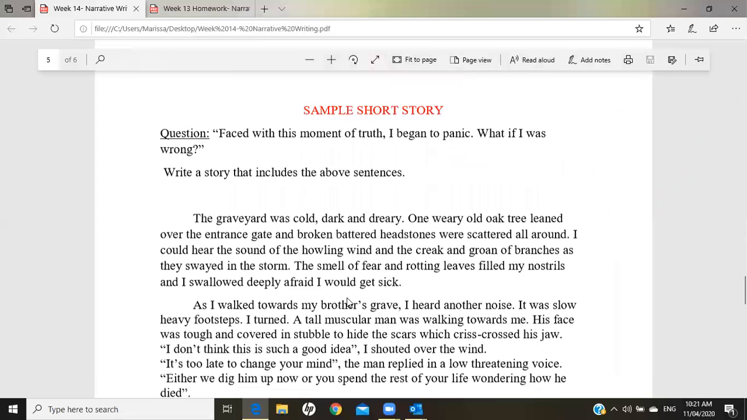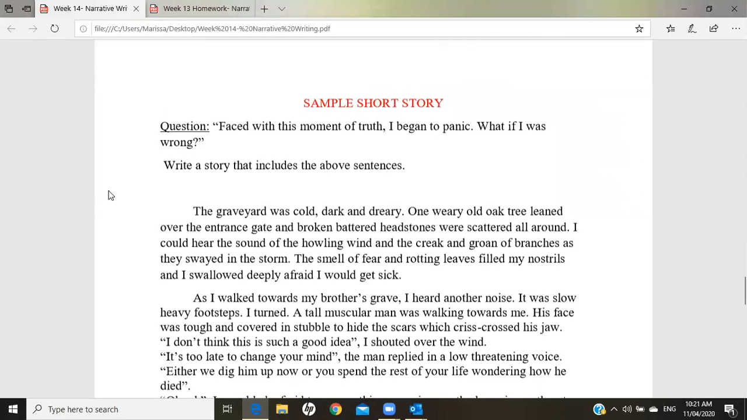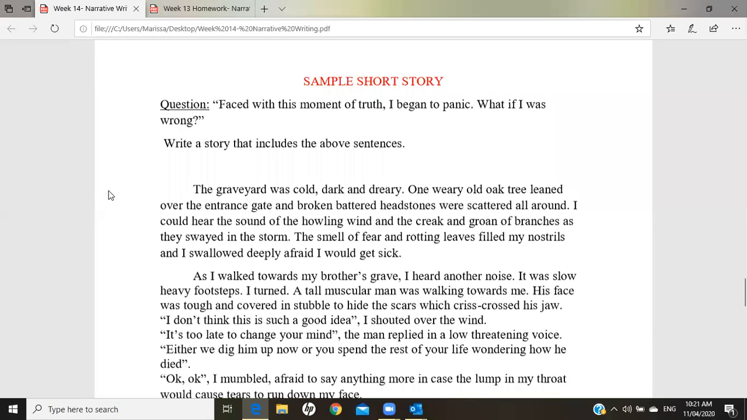And the last thing I have here before I give you all a break is a sample short story for you all. The question says, faced with this moment of truth, I began to panic. What if I was wrong? Write a story that includes the above sentences.